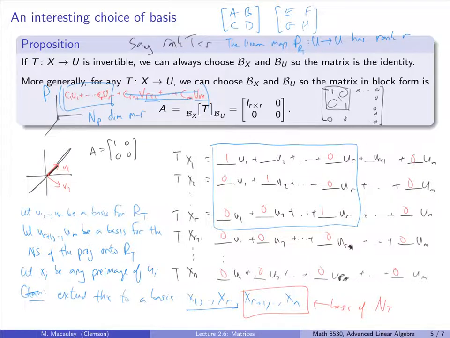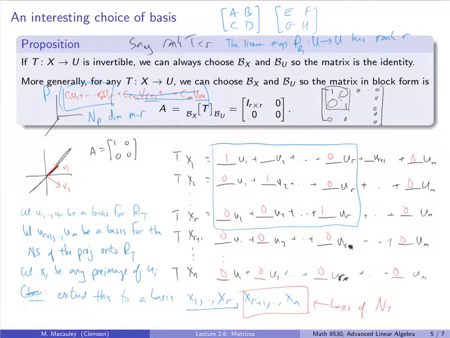So these are things you got to show, but it does work out, and it shows you how this generalizes this simple thing we saw with a map that's invertible. But we got to be a little careful. For this one, we could pick our input basis however we wanted to. Here we can't. We got to be careful. We got to start with the basis for the range. We got to be careful with how we extend it.